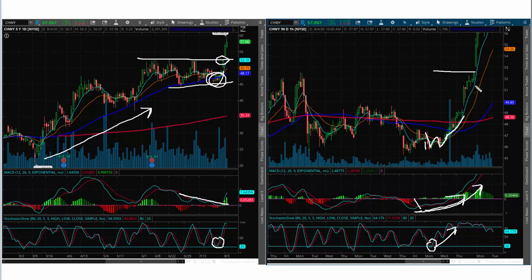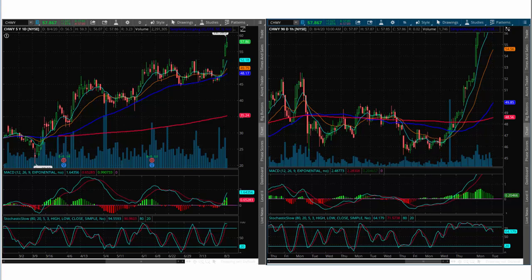Okay, this is one that I posted on Twitter. Just a trade. It's a strong stock in an uptrend. I'm looking to buy a dip, and I'm using the indicators to time my entries, and then I use the price action to set stops.